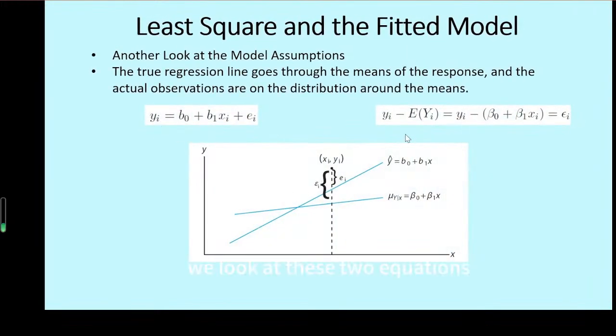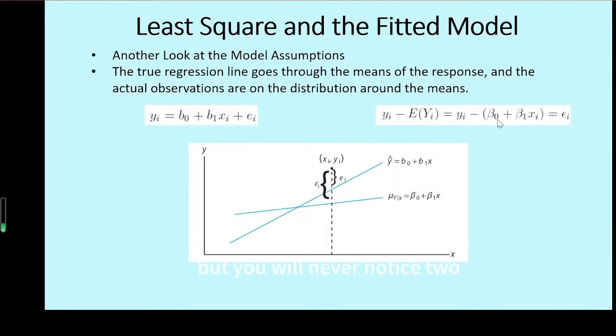And we look at these two equations. So yi is the observed value. For the fitted line, b0 plus b1 xi, we have to add ei. So this is the regression fitted line's error term. And for the theoretical regression line, yi equals beta 0 plus beta 1 times xi plus epsilon i. So epsilon i is the difference between the observed value and the deterministic relationship theoretically, right?